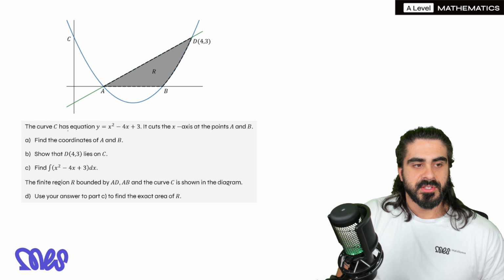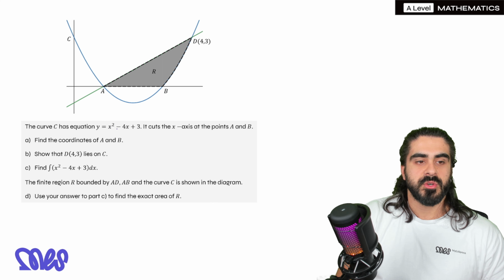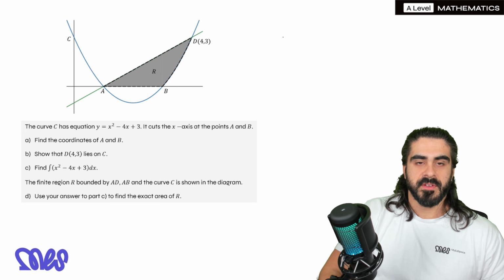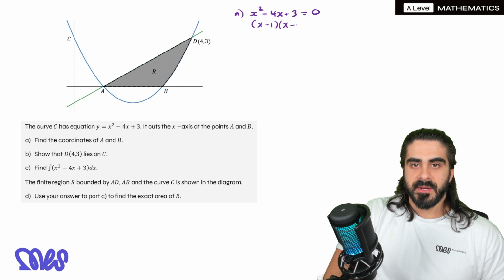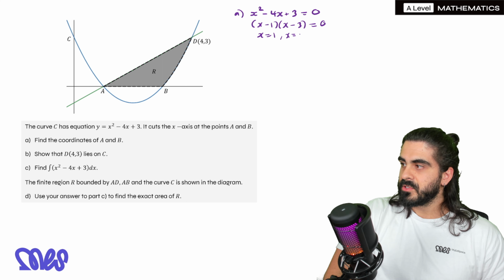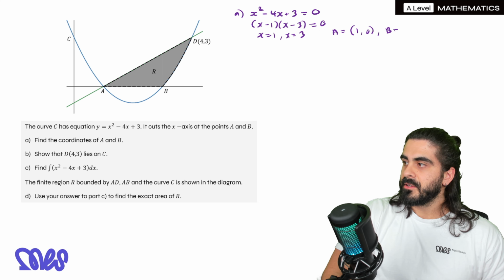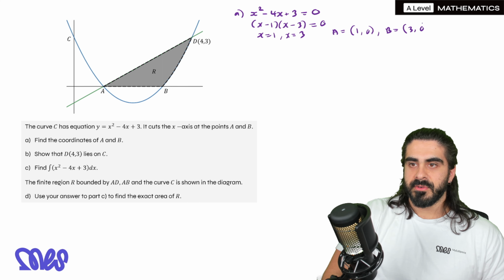Next question says the curve C has equation y equals x squared minus 4x plus 3, and it cuts the x-axis at A and B. Find the coordinates of A and B. All right, nice and simple. We're just going to make this equal 0. We get (x minus 1)(x minus 3). x is 1, x is 3. So A is (1, 0), B is (3, 0).